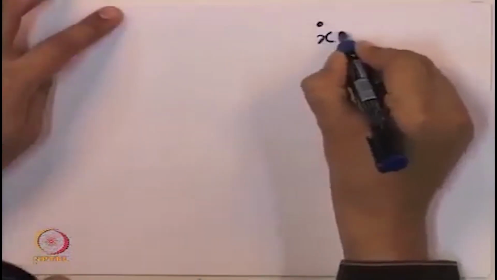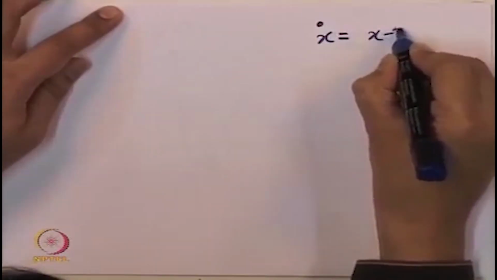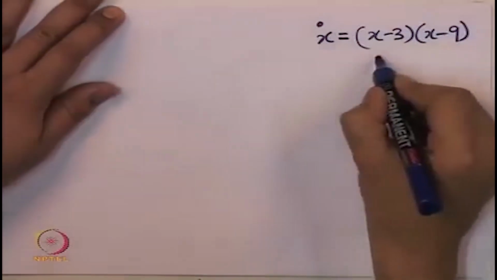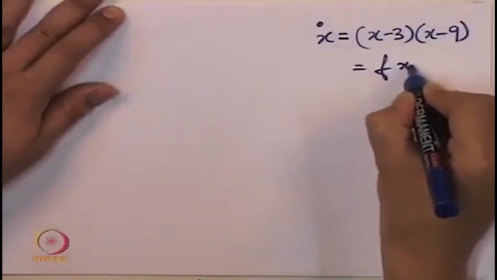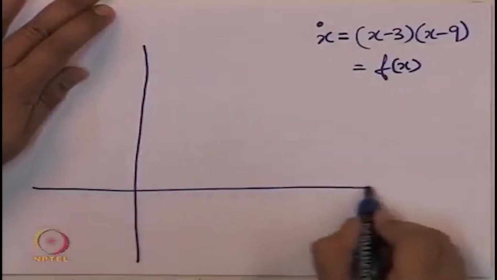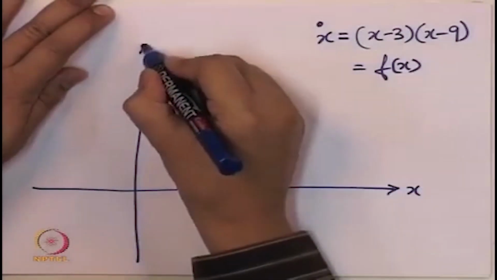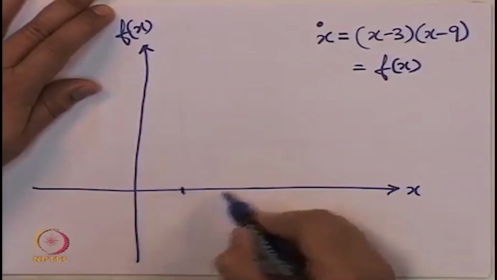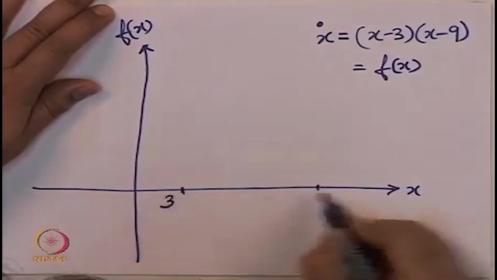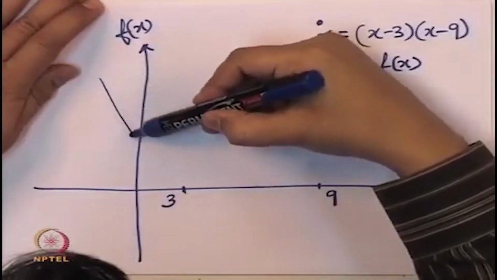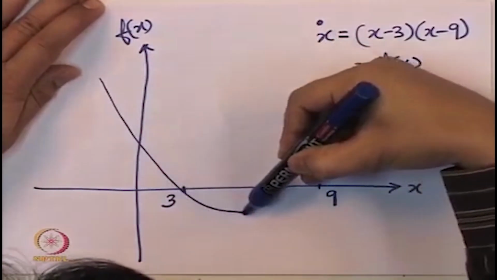So, consider the differential equation x dot is equal to x minus 3 times x minus 9, which we want to call f of x. So this is equal to 3, this is equal to 9, and the graph of this function looks roughly like this.